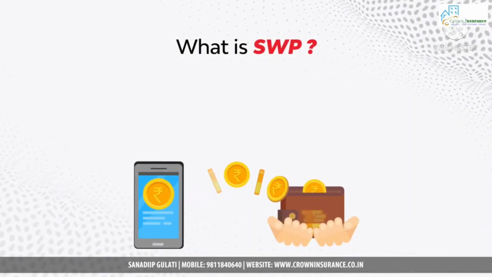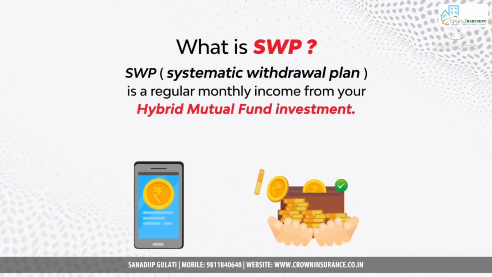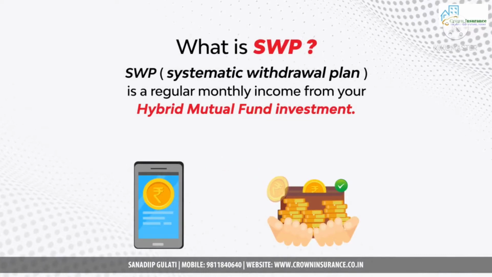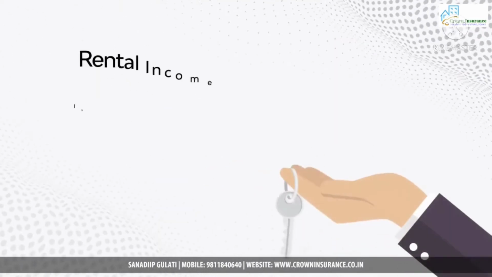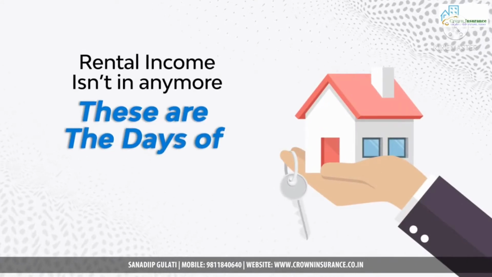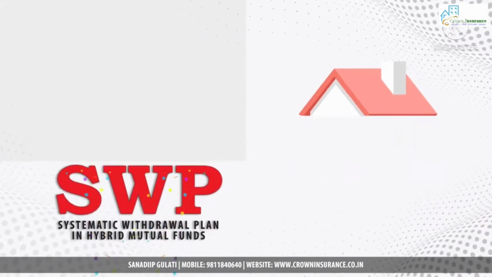What is SWP? SWP, Systematic Withdrawal Plan, is a regular monthly income from your hybrid mutual fund investment. Rental income isn't in anymore. These are the days of SWP.